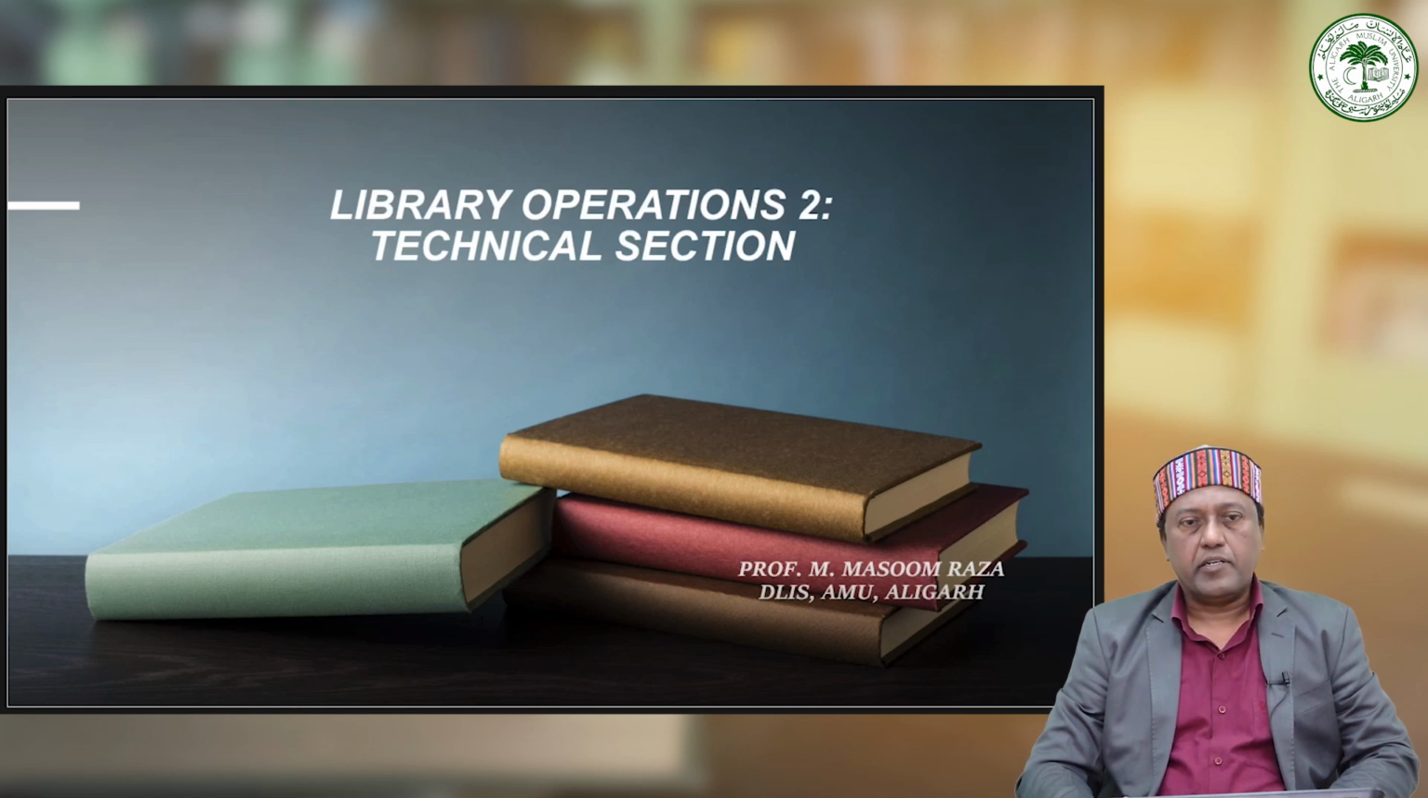So to make it retrievable, we have to see that classification and cataloging move as per the prescribed steps, and if there is any problem with the classification and cataloging, probably a user or client will not be able to retrieve the right document at the right time. So keeping that in mind, we have to be very specific. So let me tell you what this technical section is.